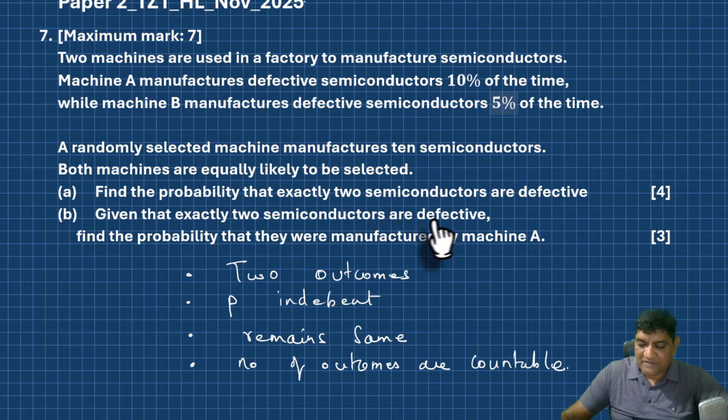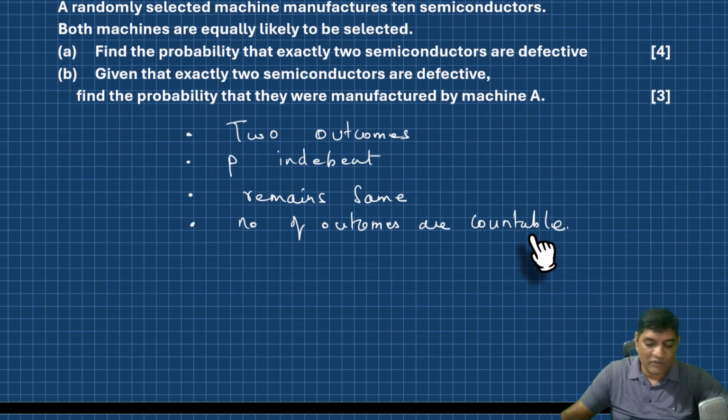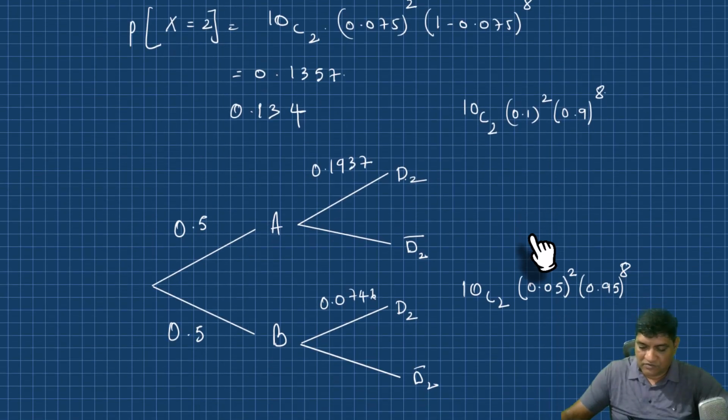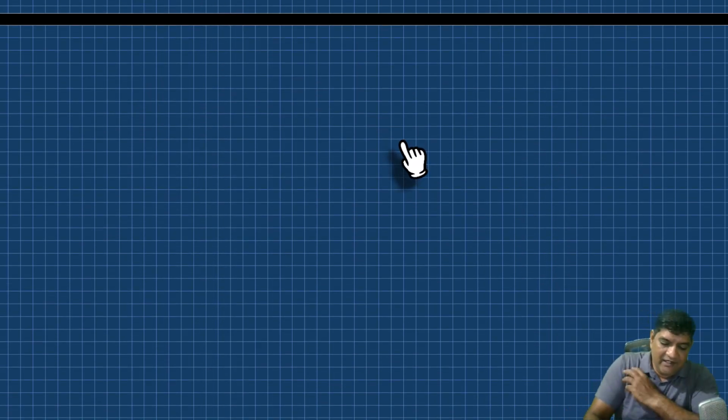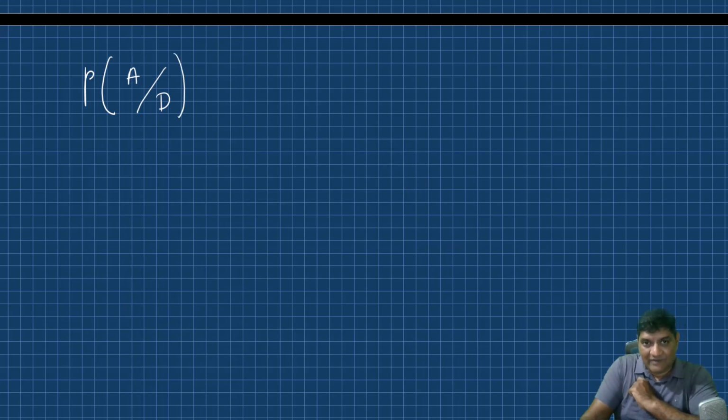Given that exactly two semiconductors are defective, find the probability that they were manufactured by machine A. So for this, I'm going to use the second method answer, which is the same, 0.134. So the question says, given that the semiconductors were defective, okay, both of them were defective, what is the probability that it was manufactured by machine A? Now that's the question that we have. And how do we approach this?